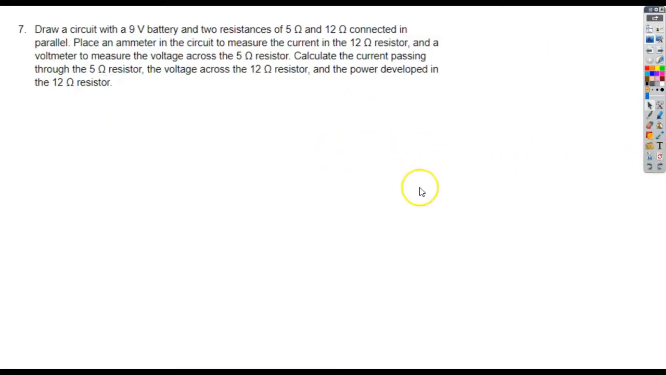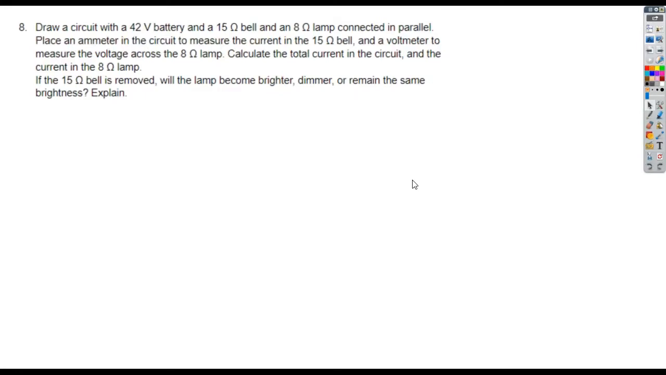Off what's here, and we will move on to number 8. Number 8 basically says draw a circuit with a 42 volt battery and a 15 ohm bell and an 8 ohm lamp connected in parallel. So let's do that first.